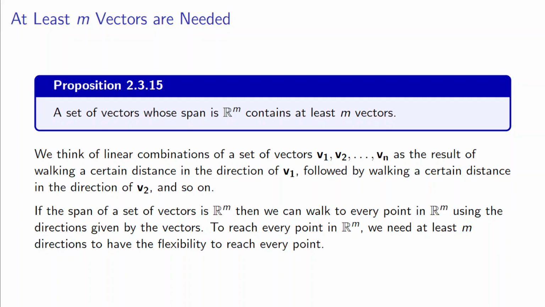So if we want to have a set of vectors whose span is R2, then we need at least 2. If we want to span all of R3, we need at least 3 vectors. If we want to span all of R5, we need at least 5. If we want to span all of R100, we need at least 100 vectors. You could have potentially more than that, but if you have less than that, then there's no way you're going to span that entire space.